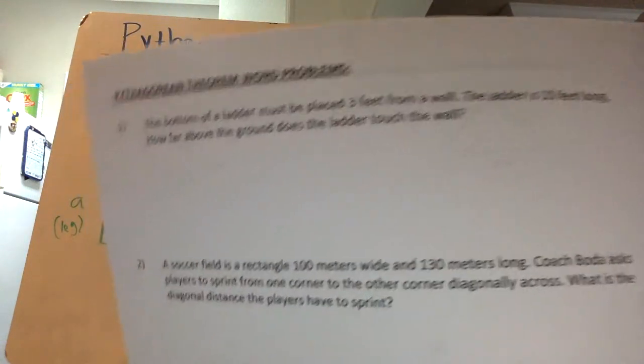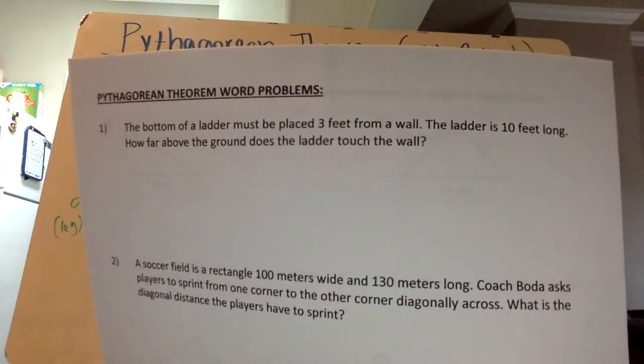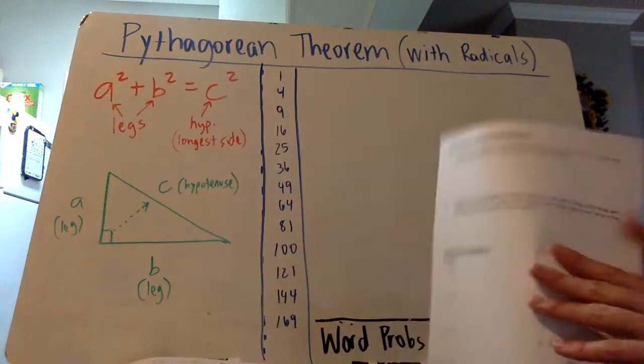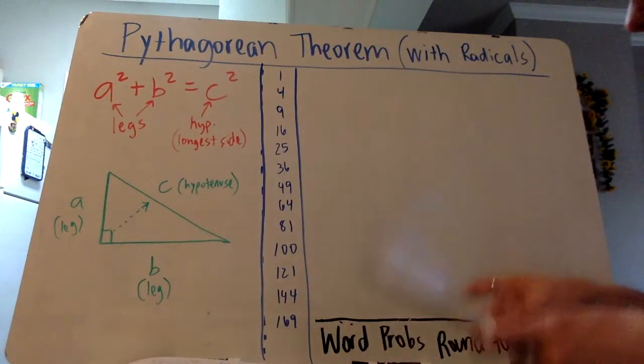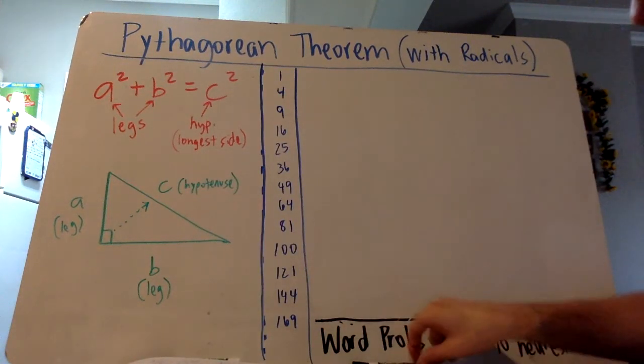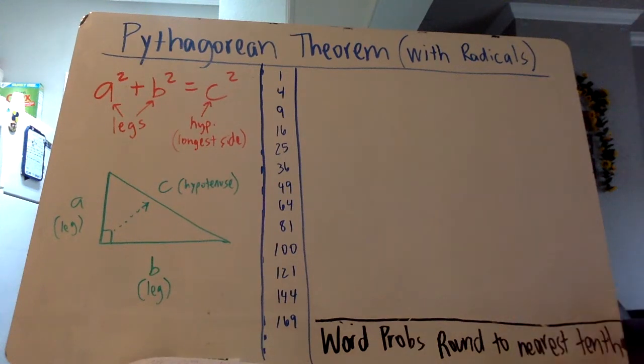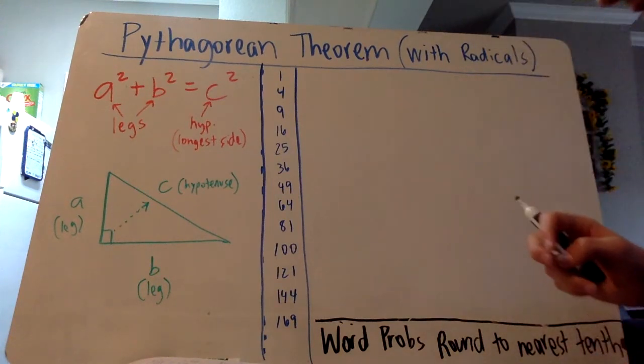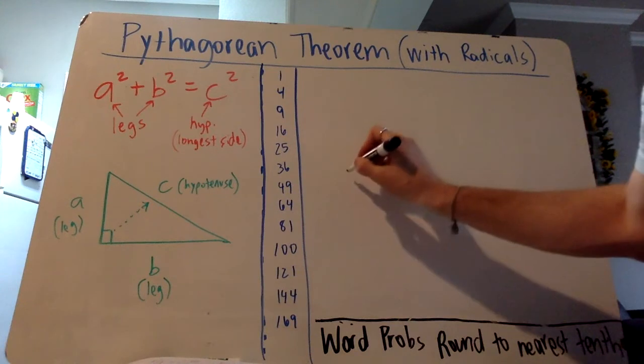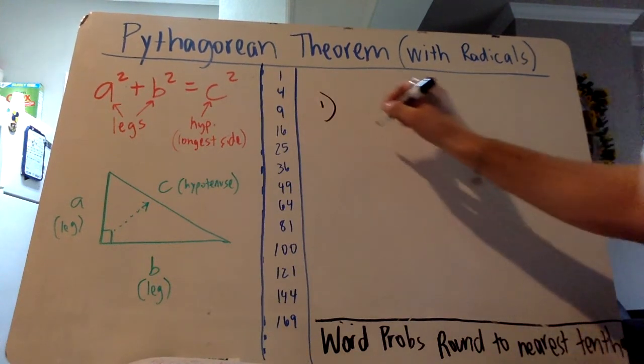So you should have this in front of you, or you should at least be looking at it on a different screen. It says you have to draw pictures if you want to have a better chance of not making mistakes. Okay, so number 1, the bottom of a ladder must be placed 3 feet from a wall. So I'm going to draw a ladder.